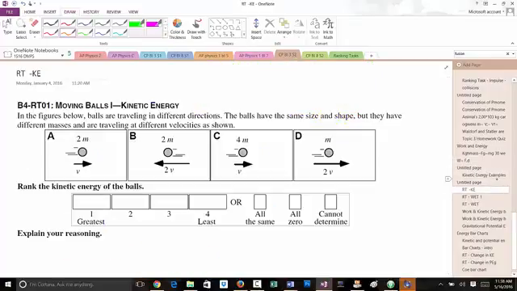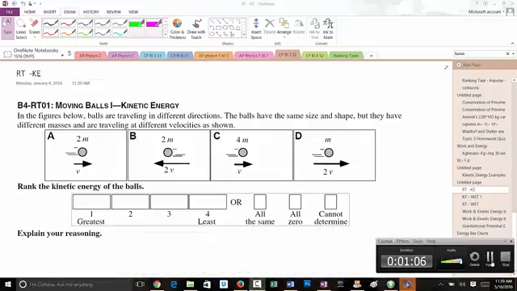So here's the first one. It says, in the figures below, balls are traveling in different directions, and the balls have the same size and same shape, but different masses and are traveling at different velocities. The task says to rank the kinetic energy of the balls. I'm going to let you go ahead and work on it.